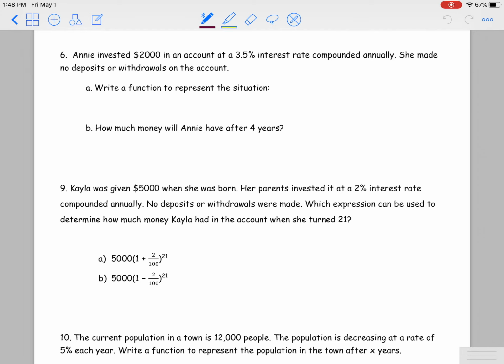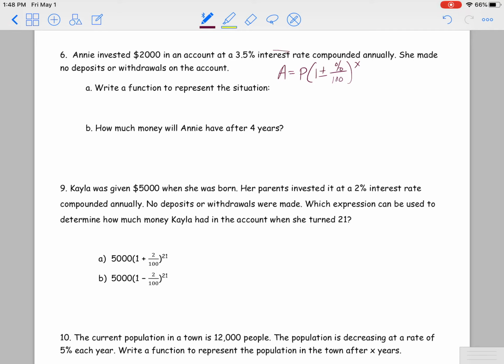All right, so Annie invested $2,000 in an account at a 3.5% interest rate, compounded annually. She made no deposits or withdrawals on the account. Part A, write a function to represent the situation. So because this is a word problem, we're going to be using our handy dandy little formula.